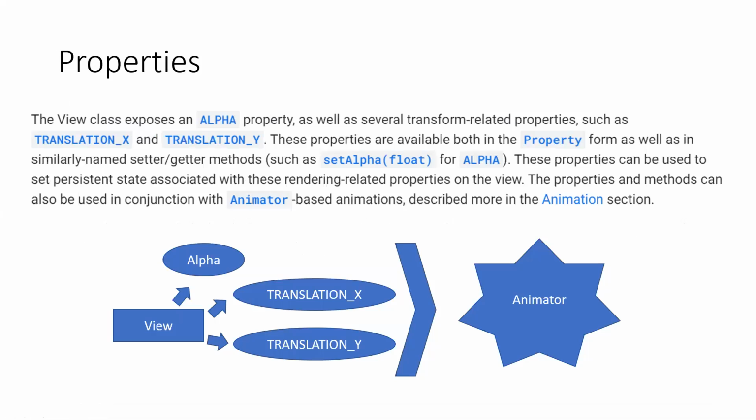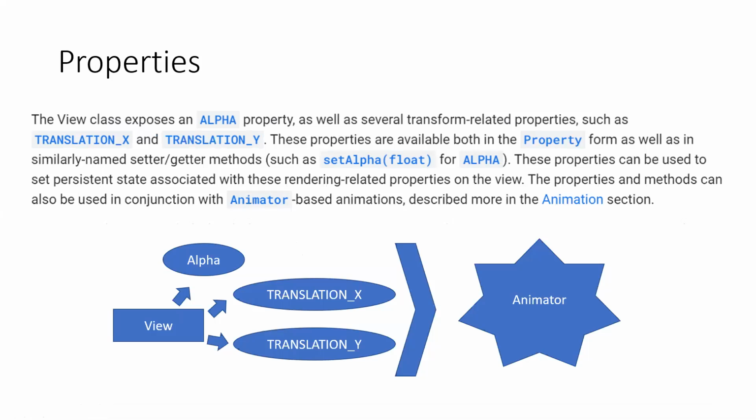And the other thing is properties. So let's say a view is associated with a certain set of properties. You can set the alpha of a view. You can translate a view from one point to another point. When you translate a view from one point to another, the properties you are going to impact are translation_x and translation_y.